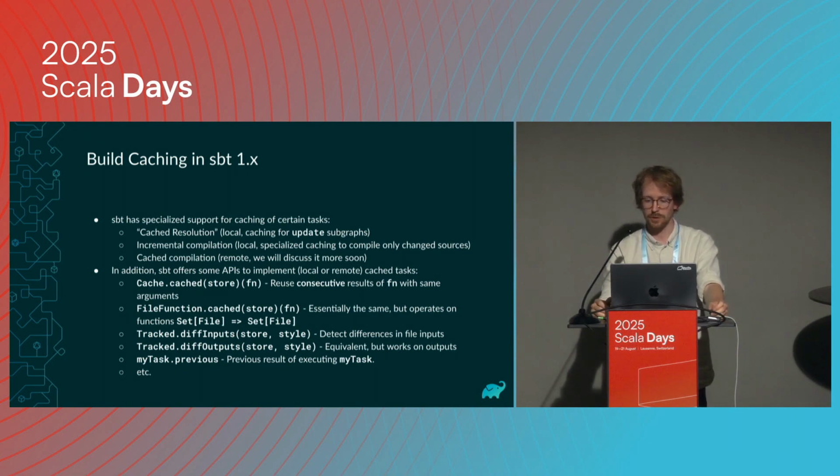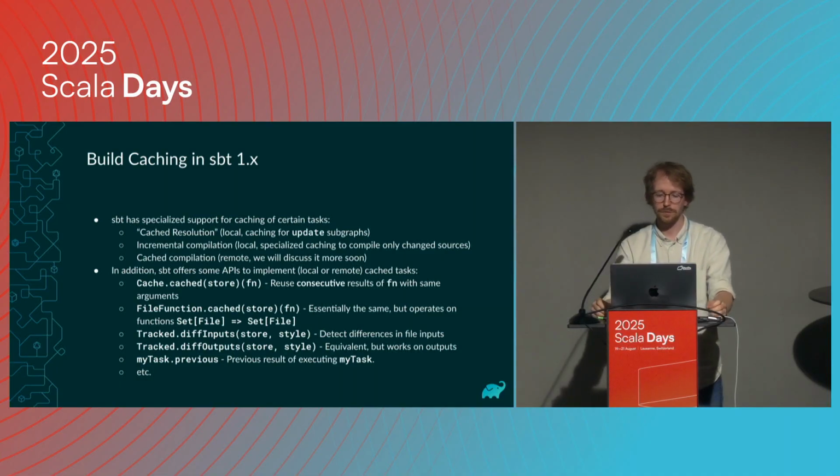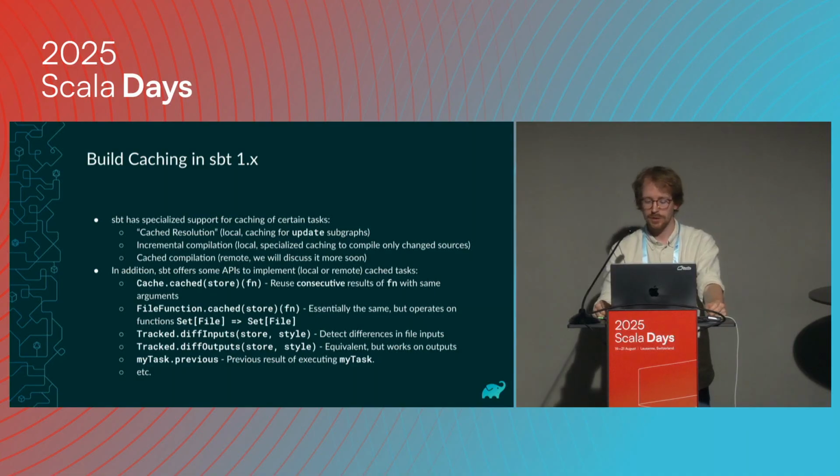Another example is incremental compilation that we briefly mentioned before, and also cached compilation, which is remote. We will discuss it a bit more soon. But also, and maybe less well known, there are a few APIs that exist in SBT that you can use to implement a local or remote or any kind of cache that you want.